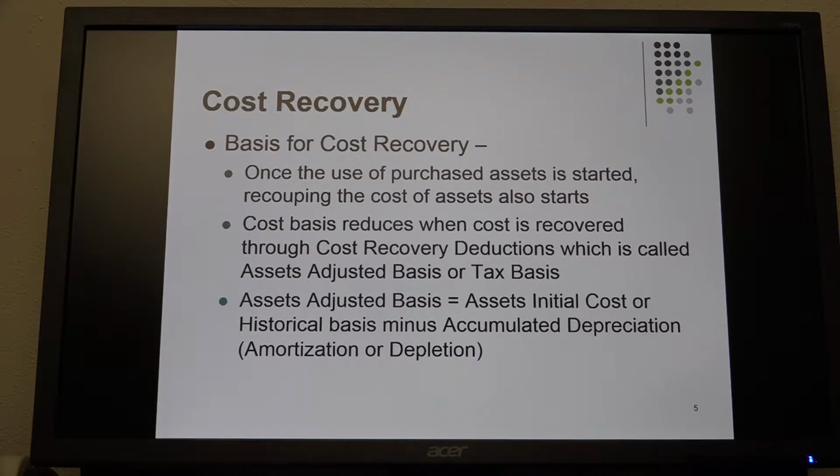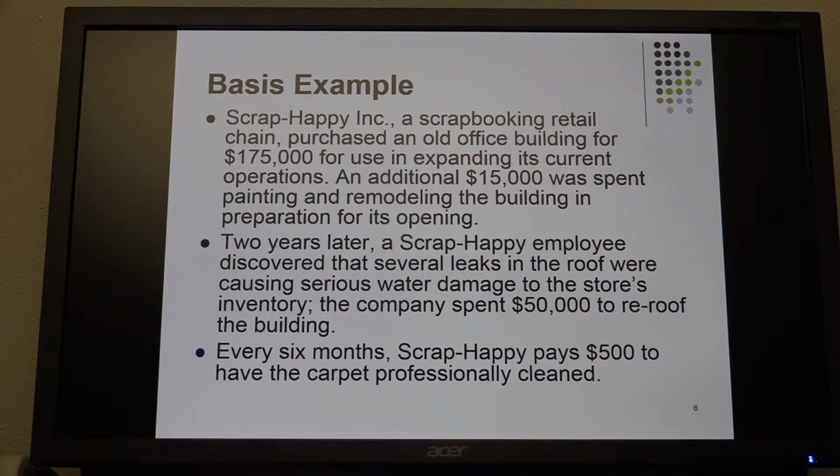And so what is the basis of an asset? Well, if it's acquired, the basis is your cost. And then as you go along and depreciate over time, the basis is the original cost minus whatever accumulated depreciation you have up to that point. So we have an example here. We have a scrapbooking retail chain purchasing an old office building for $175,000. An additional $15,000 was spent painting and remodeling the building in preparation for its opening.